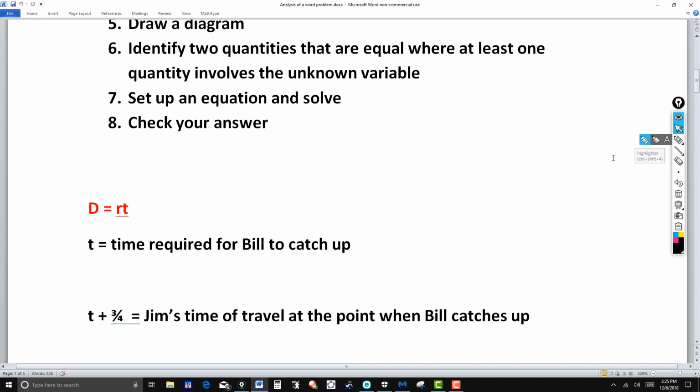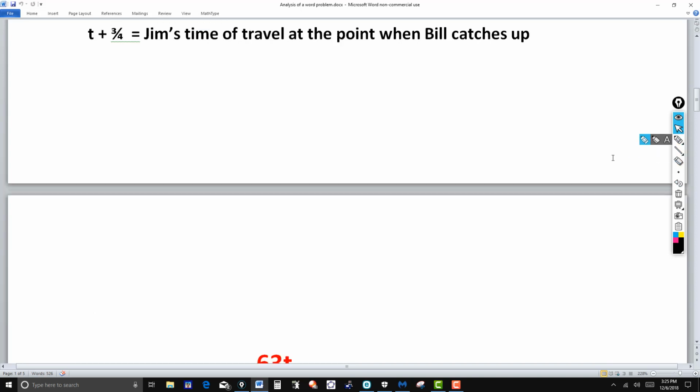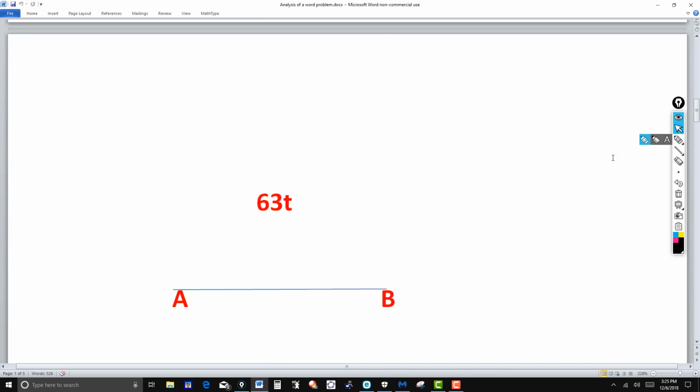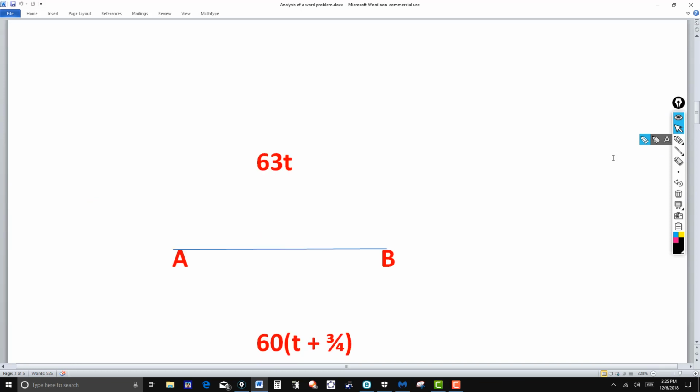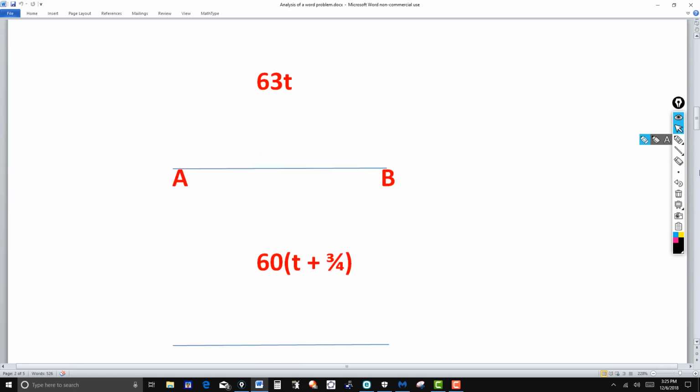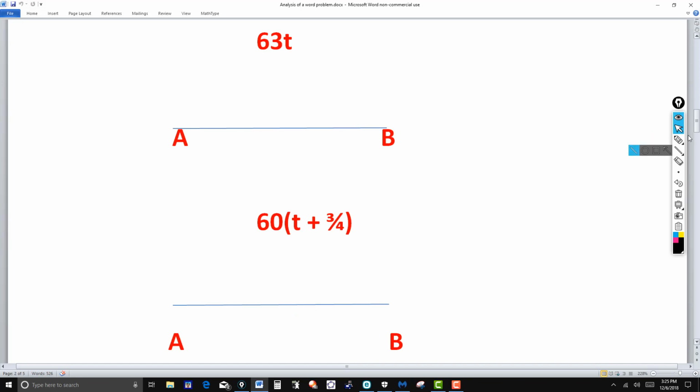So we can set up a diagram. Let's suppose we're looking at this. Here we are. Let's say they both start at point A, right here. Jim starts off first, so he takes off.